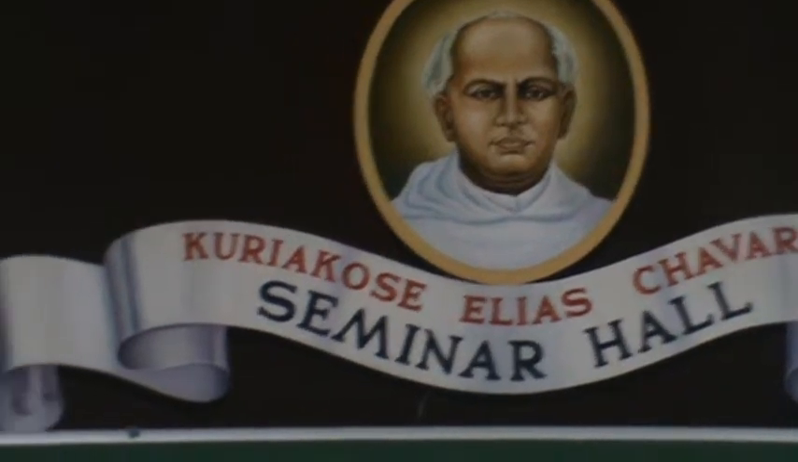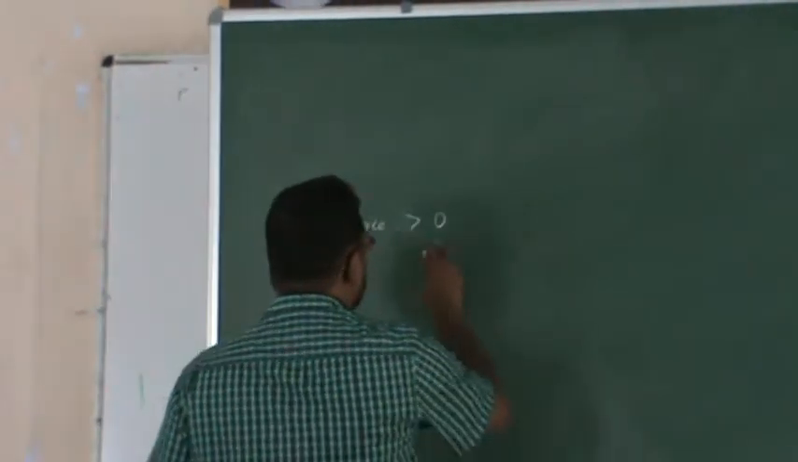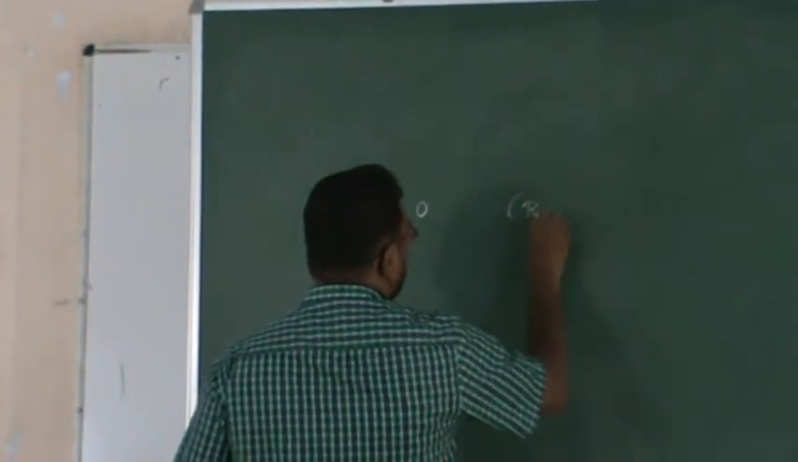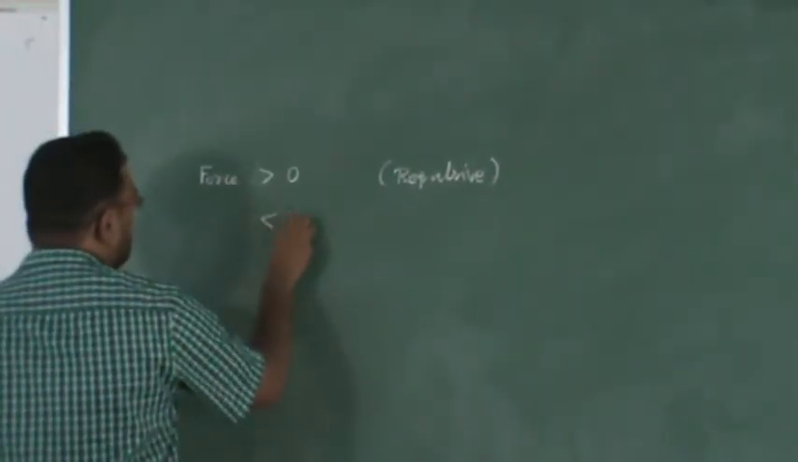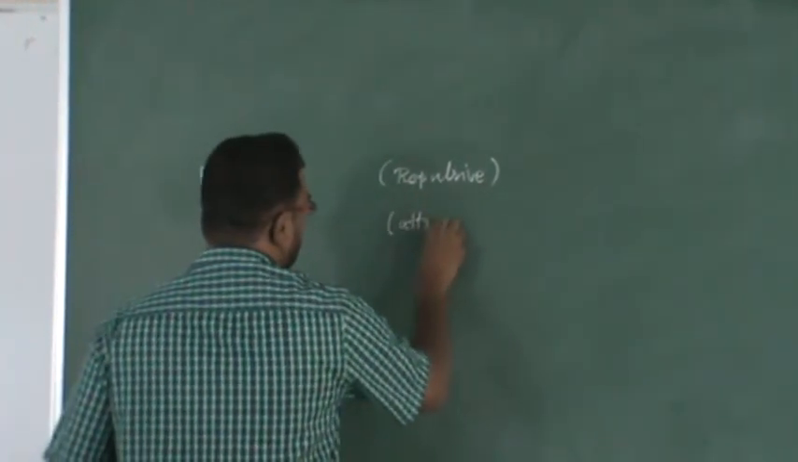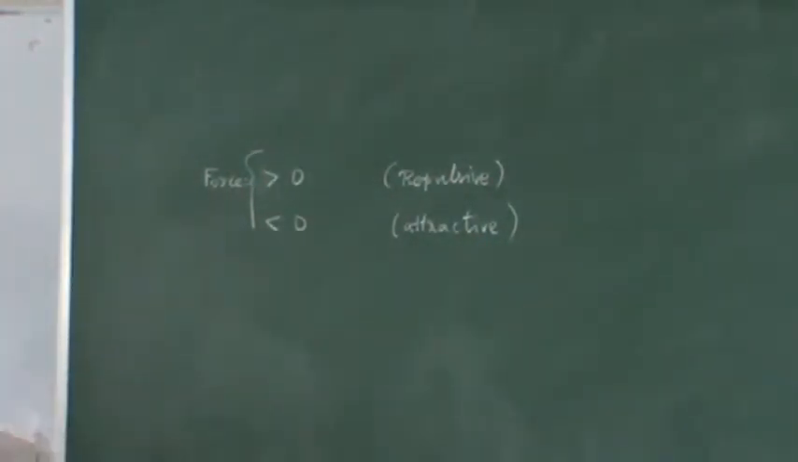Indicate which of the following central force fields are attractive towards the origin and repulsive from the origin. So if the force is greater than 0, if the force has a positive sign, then this force is repulsive. If it is less than 0, then it is attractive. That's all. So how to answer this one?